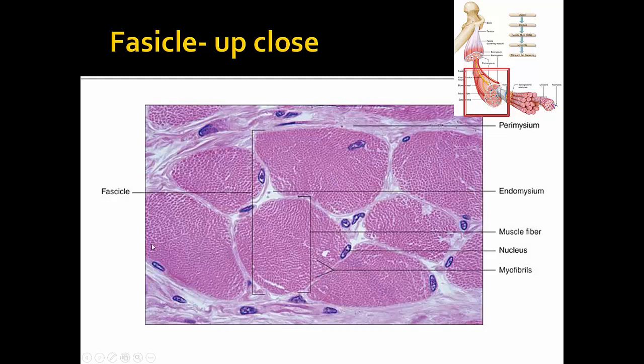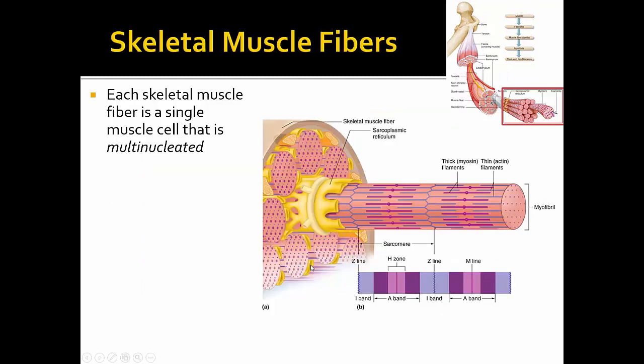So the single fascicle is surrounded by perimysium, and endomysium separates the individual muscle fibers within. So one of these little circles is an individual muscle fiber or an individual muscle cell. A muscle fiber and a muscle cell are the same thing. So the whole thing is a fascicle, perimysium surrounds it, endomysium surrounds the individual muscle fibers or a single muscle cell, and then the muscle fibers are further separated into myofibrils.